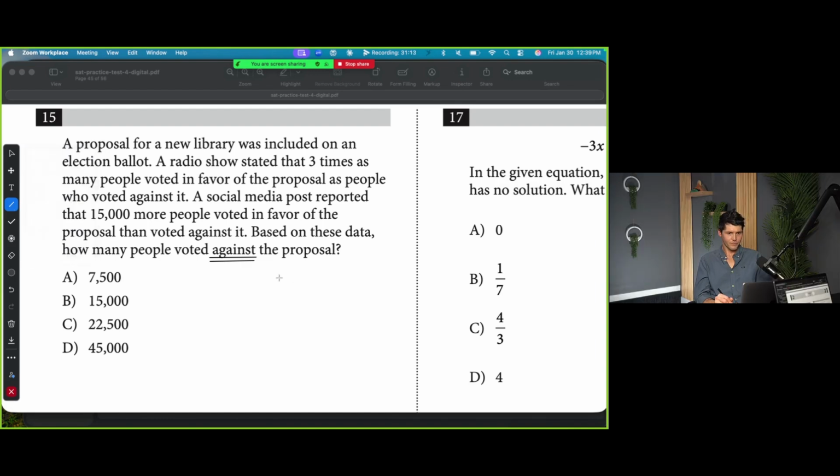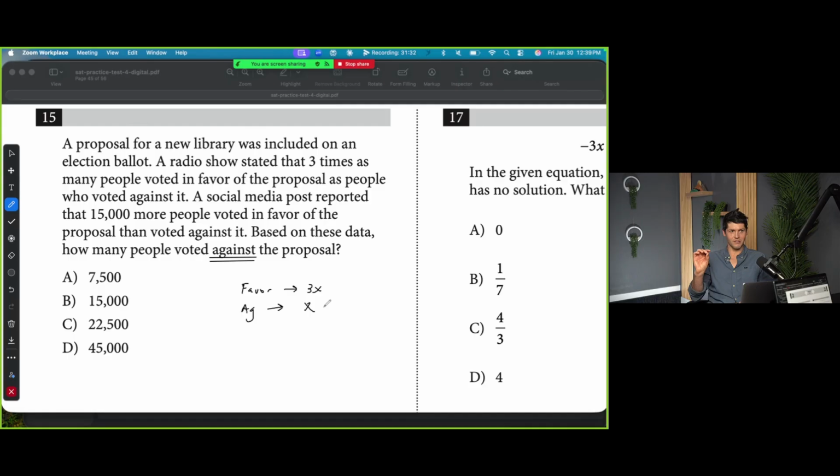A radio show stated that 3 times as many people voted in favor of the proposal as people who voted against it. So I'll write something like favor 3x, and I'll just write AG for against because I'm trying to move fast. I'm on a test here, and I'm just going to write X. So that was my way of just putting it down.